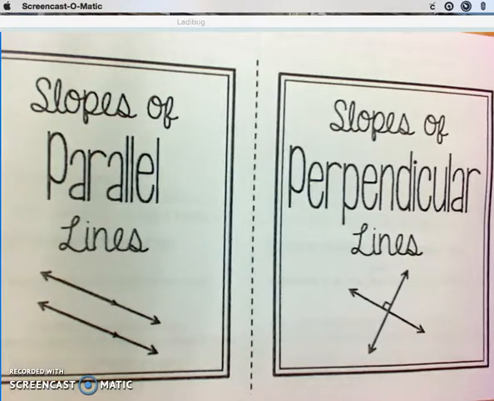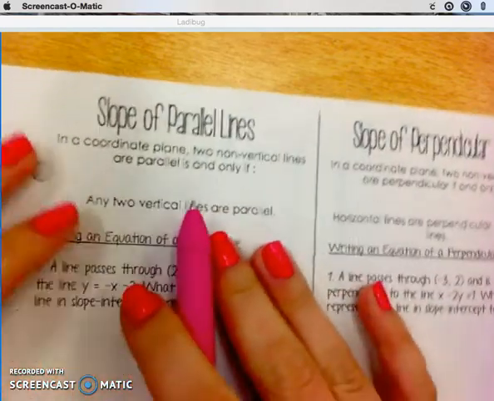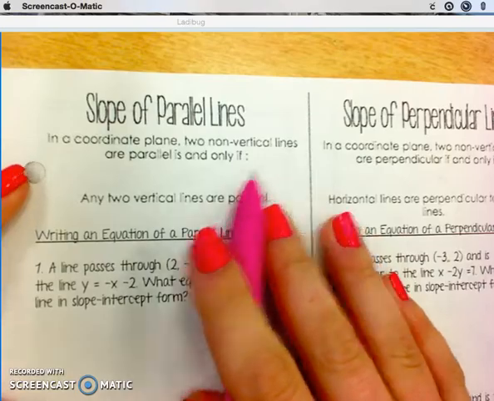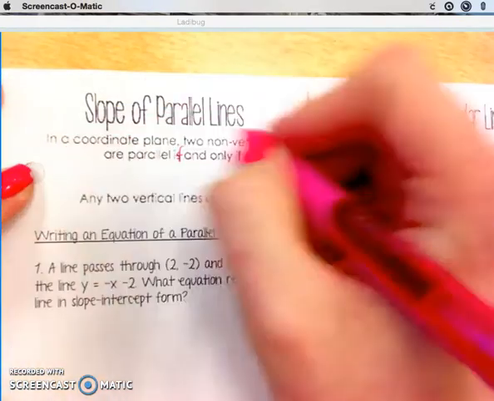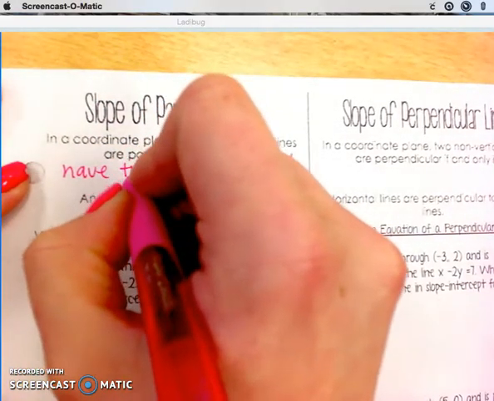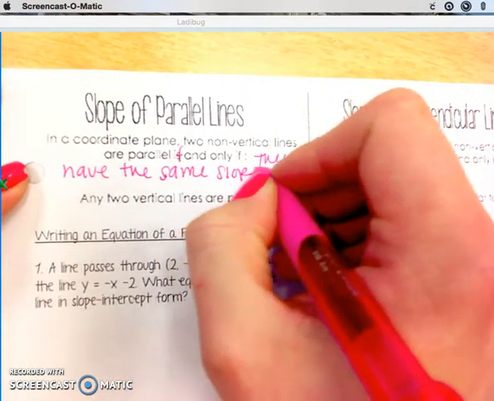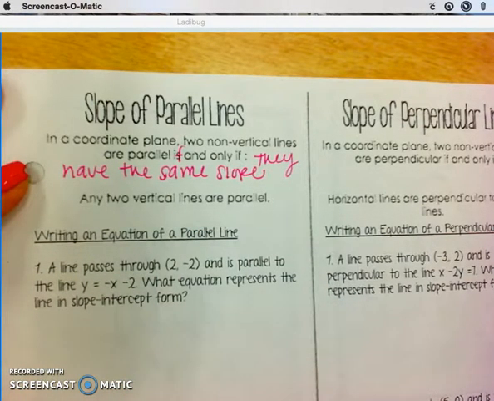This lesson is on finding the slope and writing the equation for parallel and perpendicular lines. In a coordinate plane, two non-vertical lines are parallel if, that should say if, not is, and only if they have the same slope. And we know that any two vertical lines are parallel.